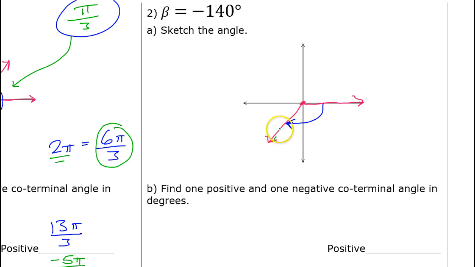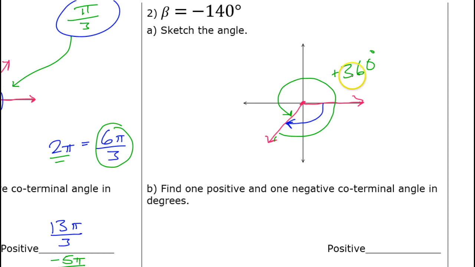Now, imagine that we swung this ray as if it was on a hinge right here at the origin. So if we took this ray and we swung it around the origin, all the way around and then back to where we started, can you see that that would be a 360 degree motion? So every time you go 360 degrees, you're back to where you started, so that is going to be a coterminal angle because you're going to be landing right where you were.